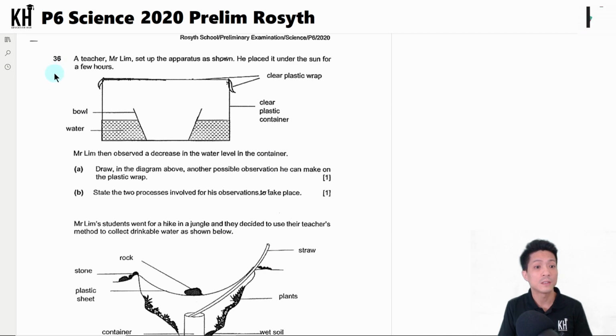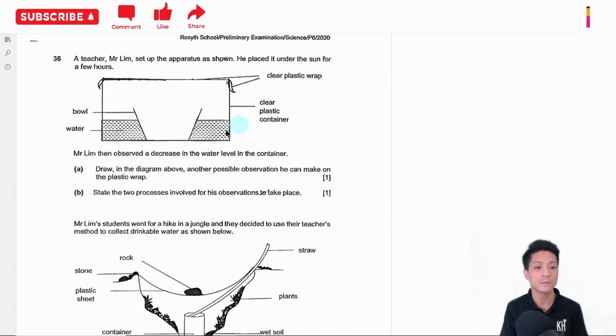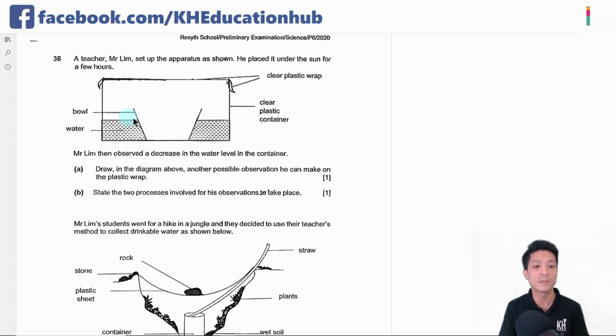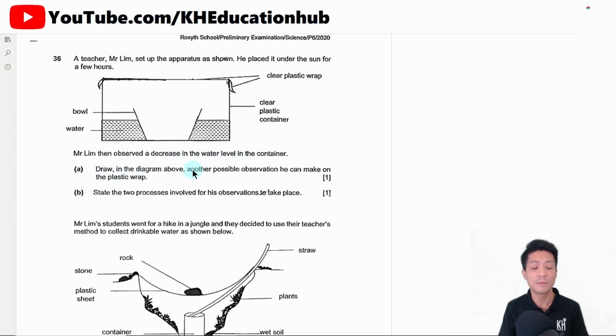Question 36. Okay, a teacher, Mr. Lim, set up the apparatus as shown. He placed it under the sun for a few hours. Okay, so there is a setup and a clear plastic wrap over the container. This is a clear plastic container, and there is a bowl in the middle with water. Okay, Mr. Lim then observed the decrease in the water level in the container. Draw in the diagram above another possible observation he can make on the plastic wrap.